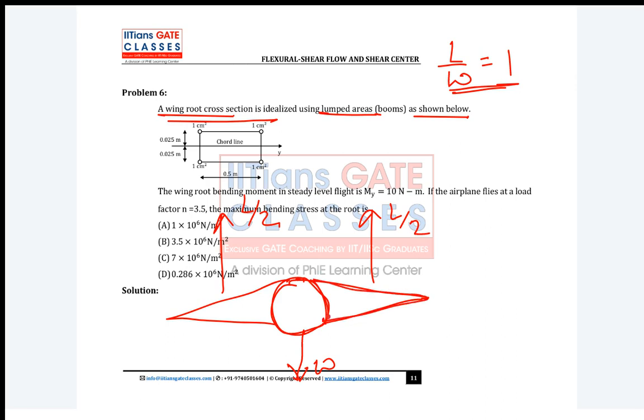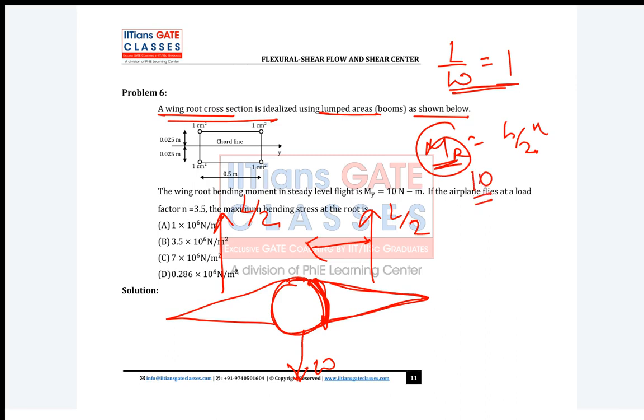So what will be the moment in steady level condition at wing root? Wing root moment will be lift L by 2 into some distance, which is suppose distance x, right? And they have given initially that in steady level condition, this moment is 10.